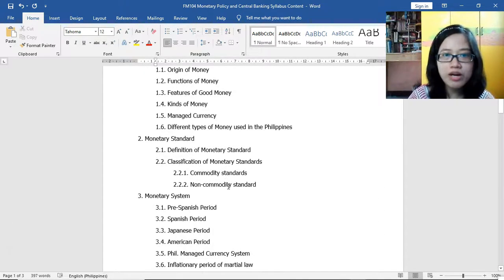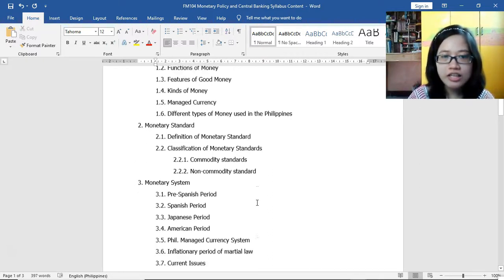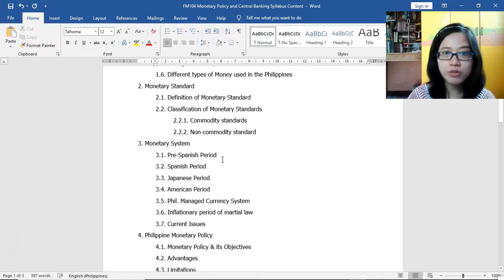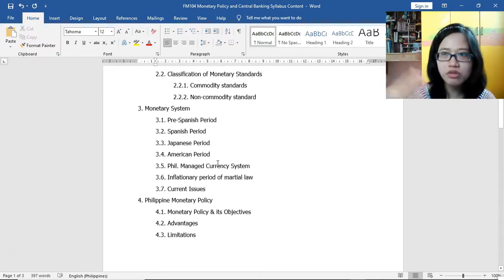The second topic will be about the monetary standard. We have the definition and then the classifications of monetary standards, mainly commodity and non-commodity standard. The third topic is about the monetary system. We'll go through history: the pre-Spanish period, Spanish period, Japanese, American, Philippine managed currency system, the inflationary period of martial law, and then up to the current issues.